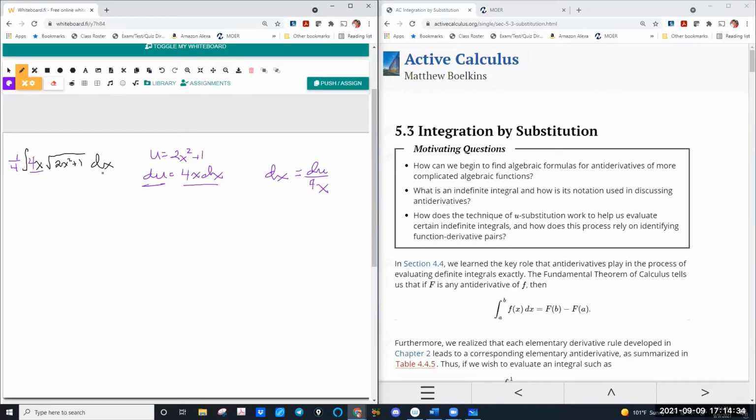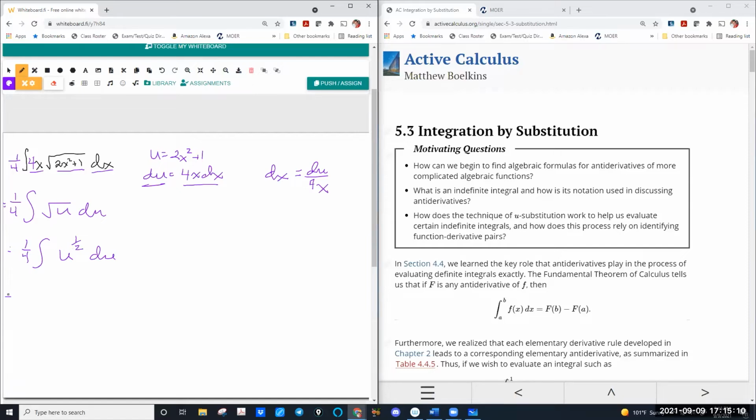All right, so there is my du. This is what I let be u. So I have 1/4. The 4x dx is du, and I end up with the square root of u. Now, as a reminder, when we have a radical, we change this to be a fractional exponent. So 1/4 the integral of u to the 1/2 du.